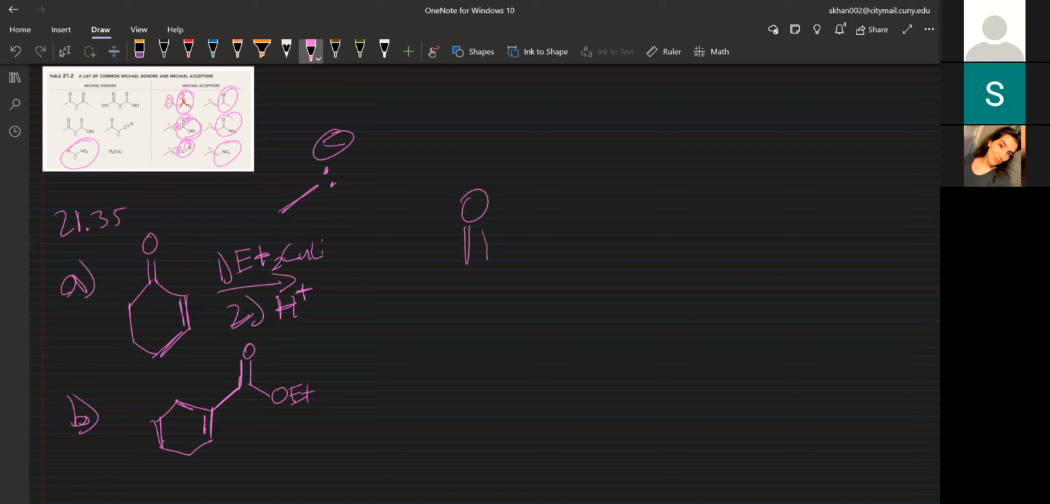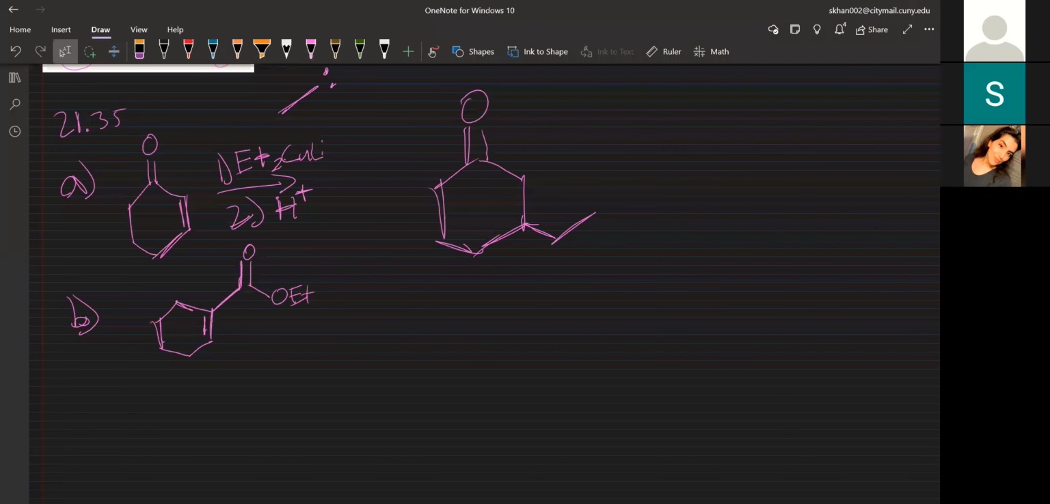So here, our first product should look like ethyl 1,2. And then the next one, same thing with ethyl. Now our beta position is here on this ring. So the only difference here is that the structure is slightly changed.